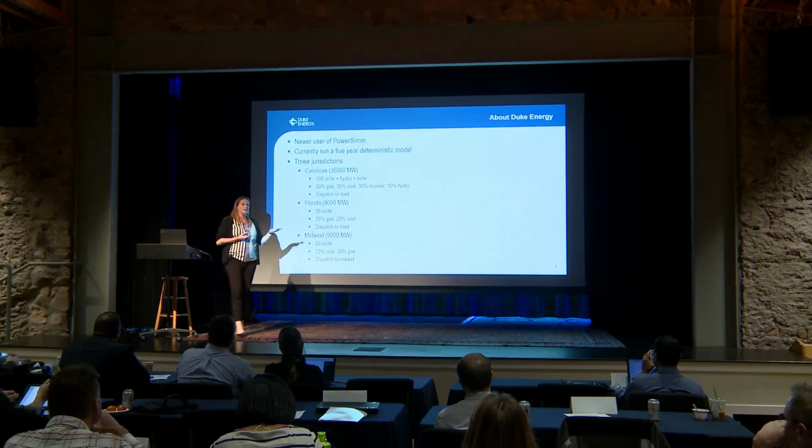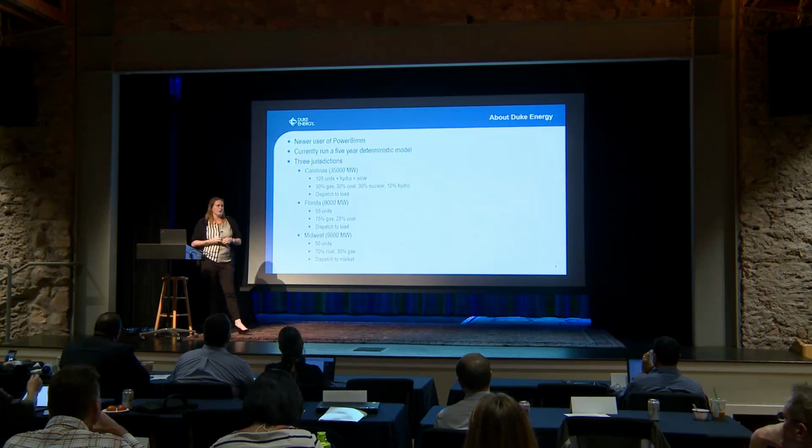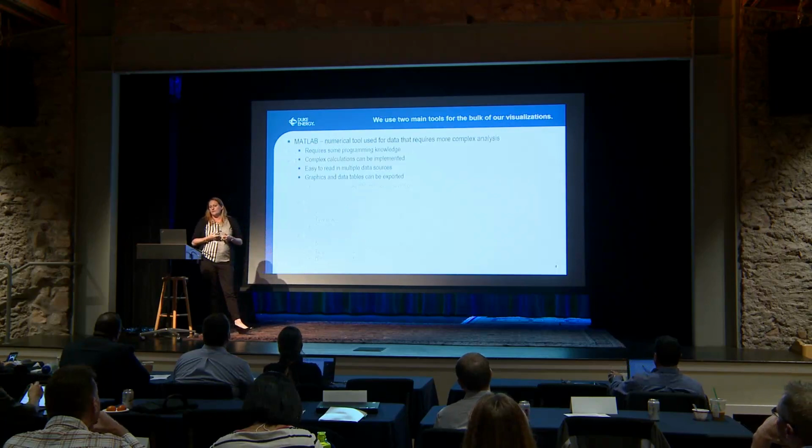And then we have our Midwest, which is what I'm going to be focusing on today. That's 50 units with mostly coal and 30% gas, and that's dispatch to market. So that one is a little bit easier to do validation on. There are 2 tools that we use. The first one is MATLAB.